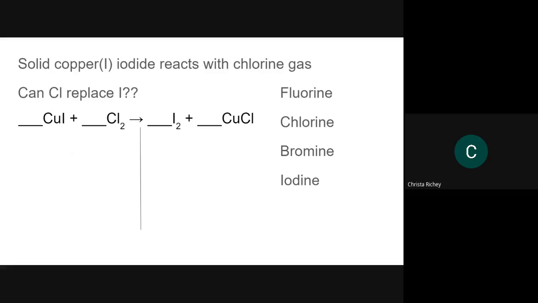Okay? So copper, I'm not trying to pick on you, George. You have a lot of catching up to do in a really short period of time.